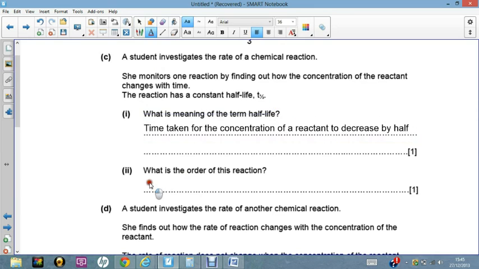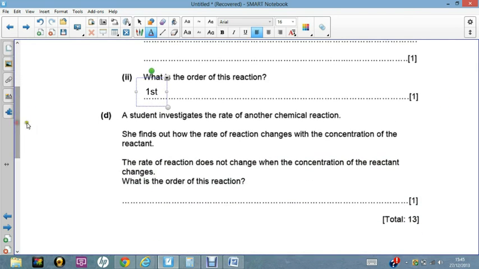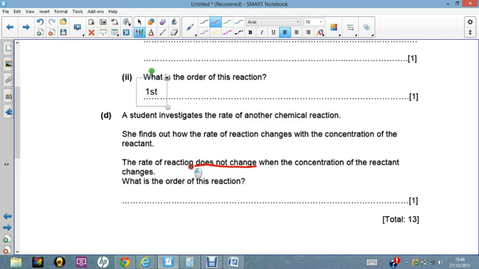Order of this reaction. Okay, so remember this is talking about this investigation that this student is doing. It says this reaction has a constant half-life, so that must mean that the order is first. Final part of question 1, so another student investigates a chemical reaction, and in this one she finds that the rate doesn't change when she changes the concentration, so that must mean that it's 0.